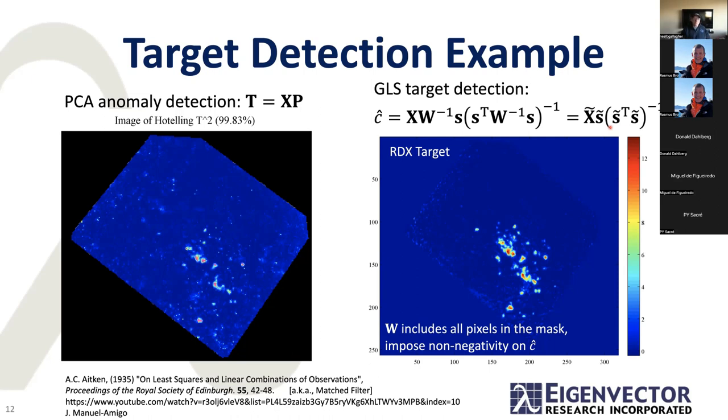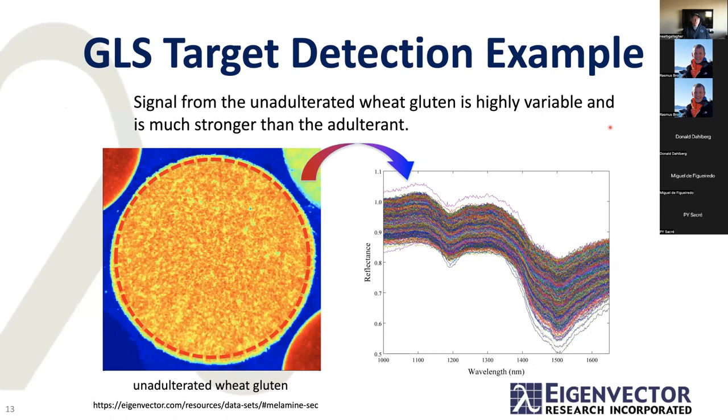I like that metaphor. Here's another example. This is wheat gluten in a sample cup, near infrared. I've got standards in the corners. I'm plotting the spectra for everything that's in this red dashed line. You can see that on the right-hand side. And what I want to do is find adulterants in wheat gluten. The example I'm going to look for is a target of melamine in wheat gluten.